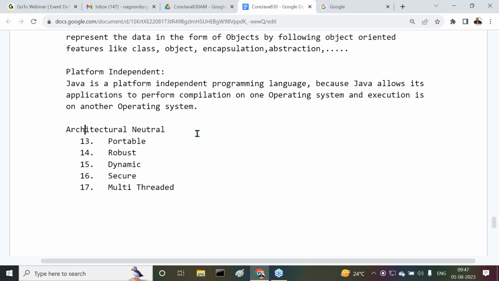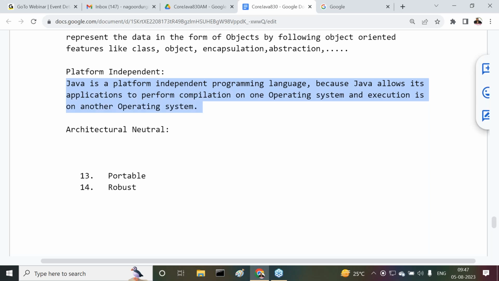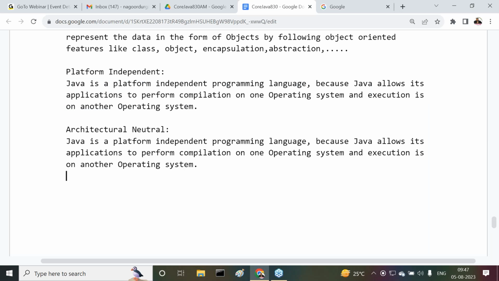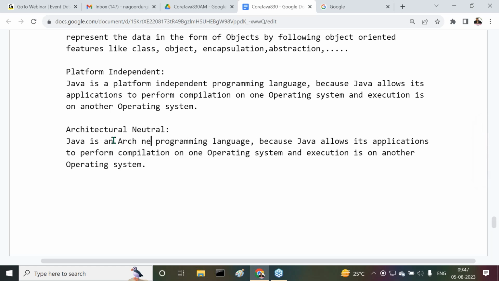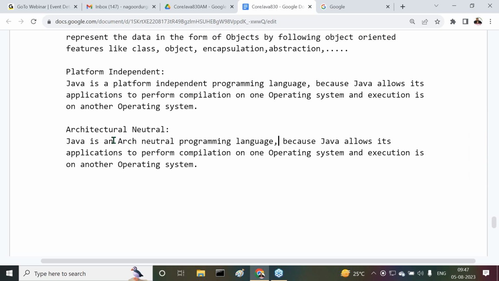Observe carefully. Architectural neutral programming language. Sir, in the very first class I gave this point in the Java history, but again I'm telling you, it's almost the same as platform independent programming language, but here the measurement is not on the basis of the operating system. Here the measurement is on the basis of the hardware system, the hardware architecture. The point I'm telling you is, Java is an architectural neutral programming language.